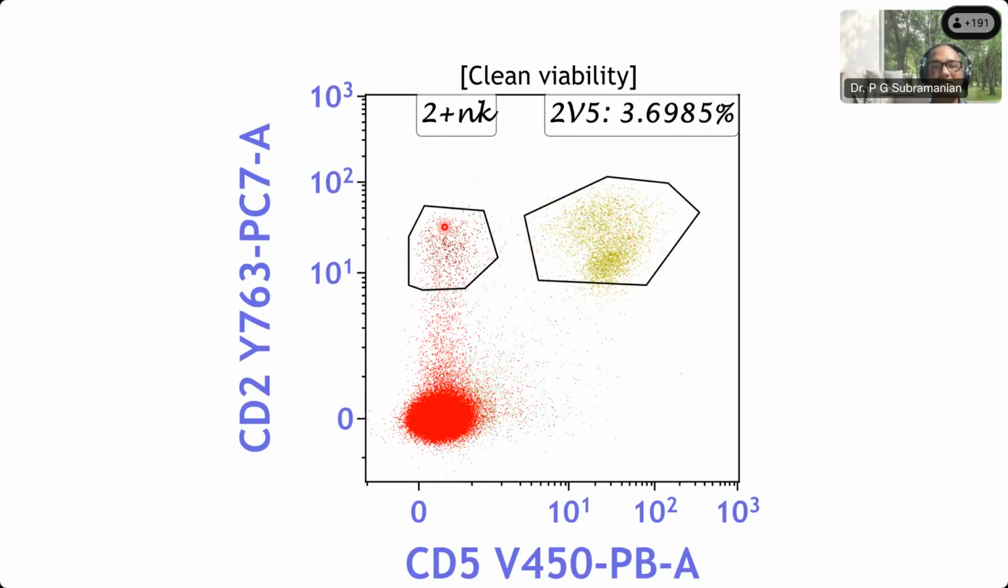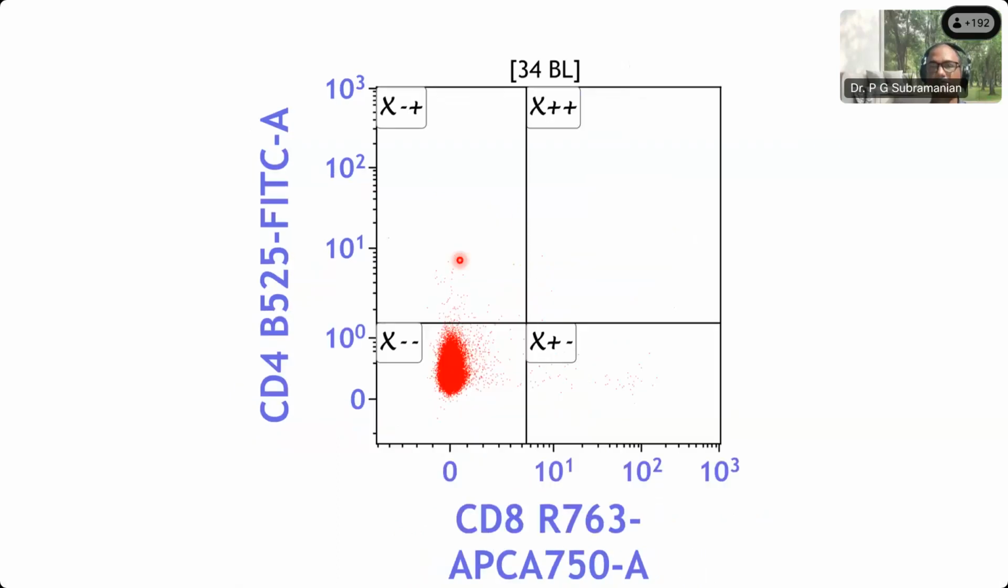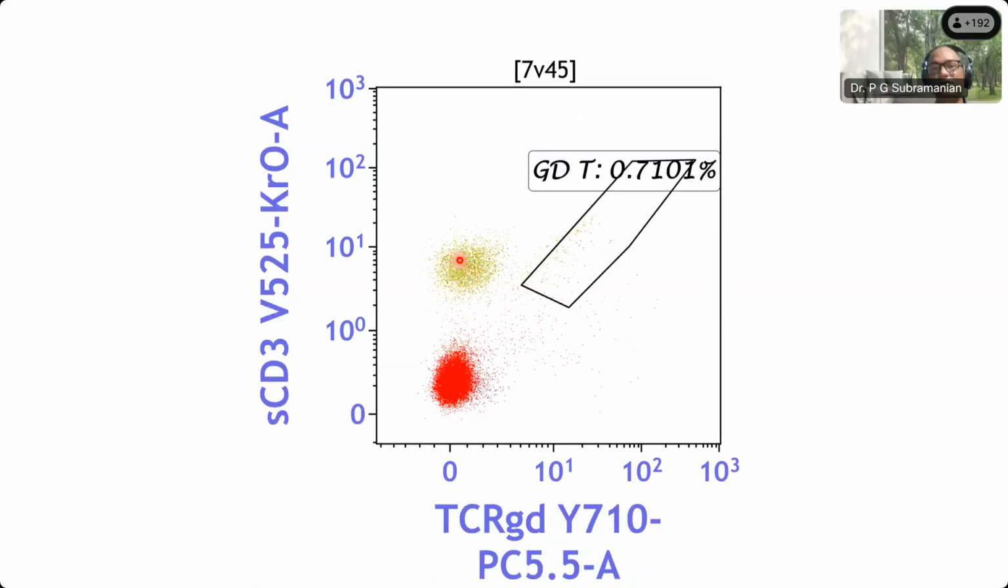And there is a set of cells which are CD2 positive, CD5 negative. These CD2 positive, CD5 negative cells are NK cells. So NK cells will not be expressing CD5 normally. You will also have a small amount of NK cells in circulation. CD4 and CD8 are double negative, so there is nothing here. Then you have CD3 versus gamma delta. You'll have a small amount of normal gamma delta cells. Everybody has it. The predominant T cells will be alpha beta type, which is negative for gamma delta and positive for surface CD3.